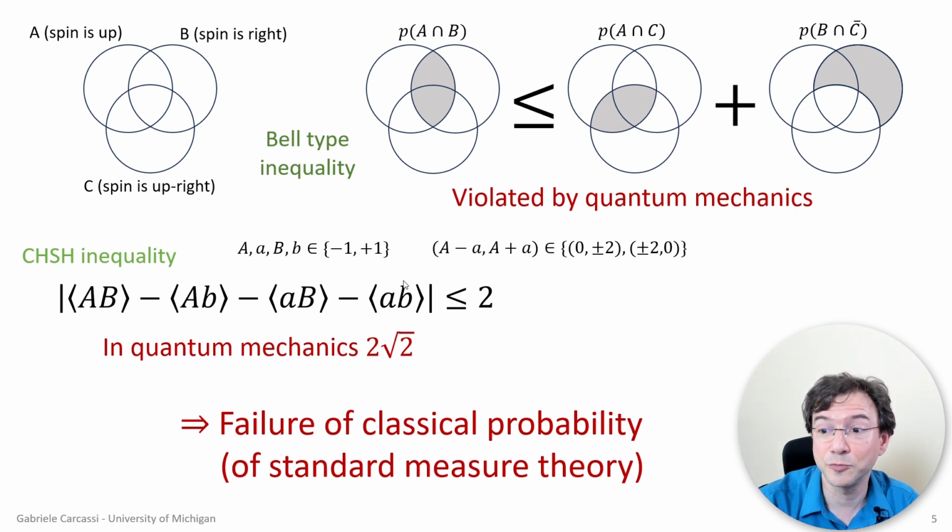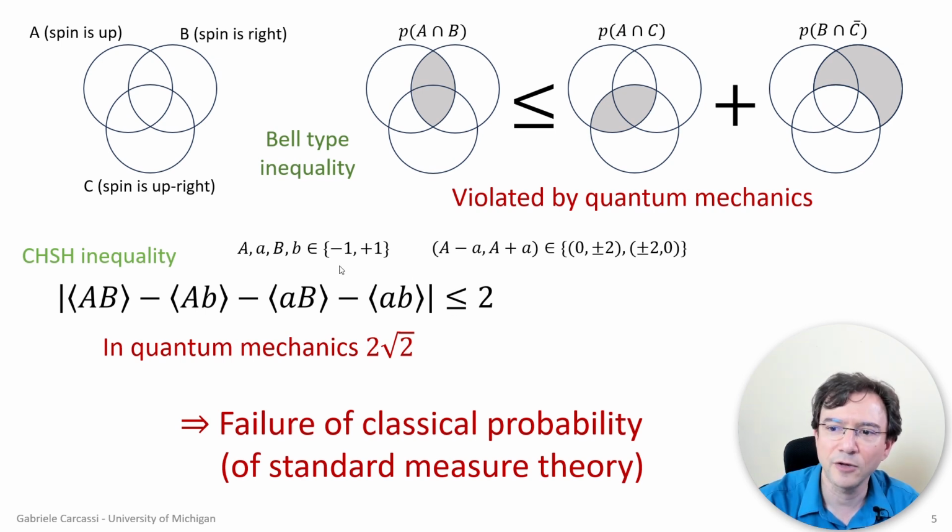expectation values. So suppose that we have 4 random variables, each of which can only take 2 values, -1 or +1. And then we have that the big A and small a are very strictly correlated in the sense that either their difference is 0 or their sum is 0. So you have either one or the other case.